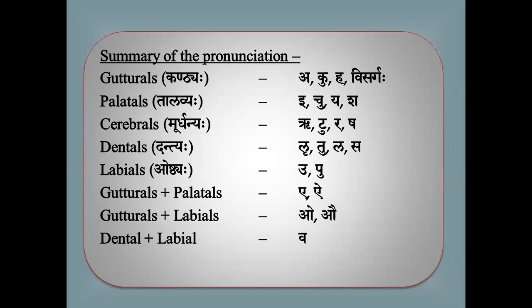The second one, Talavyaha, palatals. The vowels E and E, and the Chavarga, Chu. Semi-vowel, Ya. And the sibilant, Sha. So, E, Chu, Ya, Sha is Talavya. Ichu Yashanam Talavyaha. This is the Shiksha Sutra. Akuha Visarjaniyanam Kantaha. Ichu Yashanam Talu.